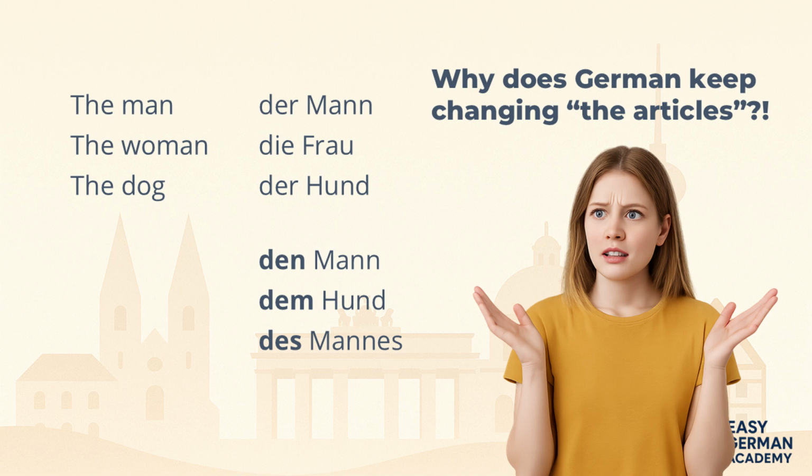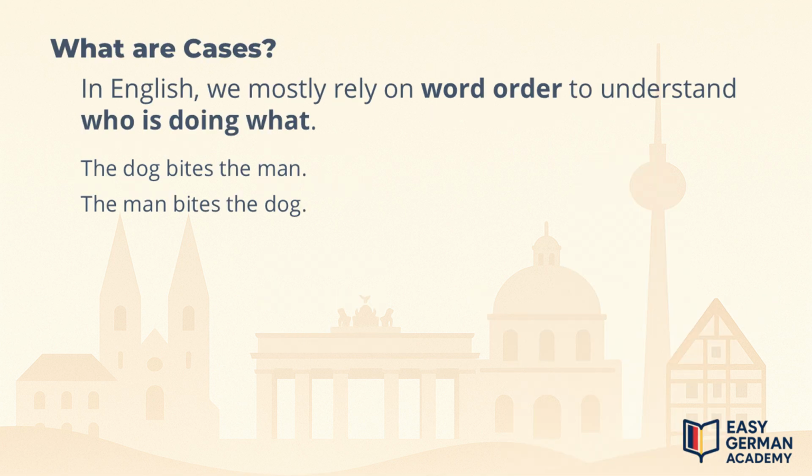But don't panic, we'll make it super simple, and we'll start with the easiest and most important one, the nominative case. Now let's answer the question, what are cases, and why does German use them? In English, we mostly rely on word order to understand who is doing what. For example, the dog bites the man versus the man bites the dog. Same words, different meaning, just because we changed the order.